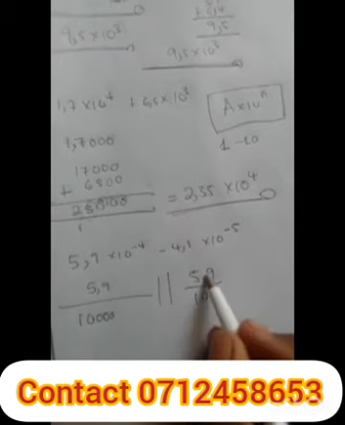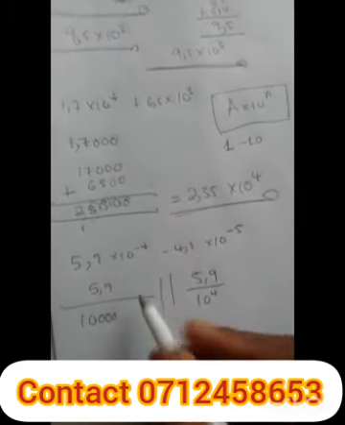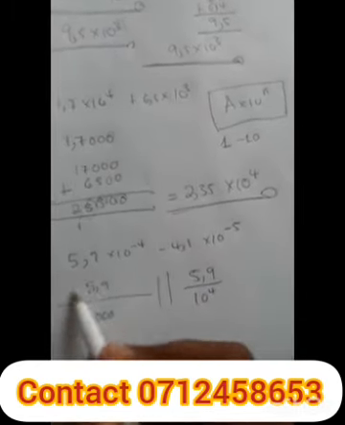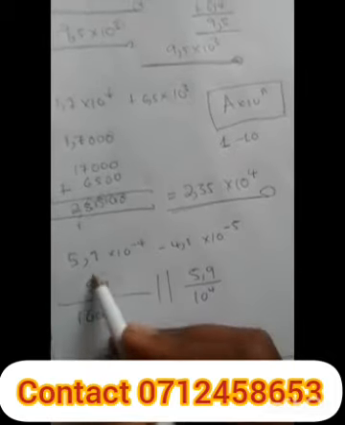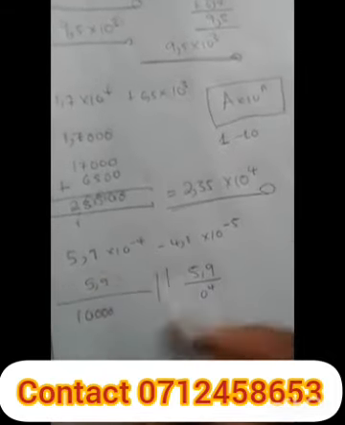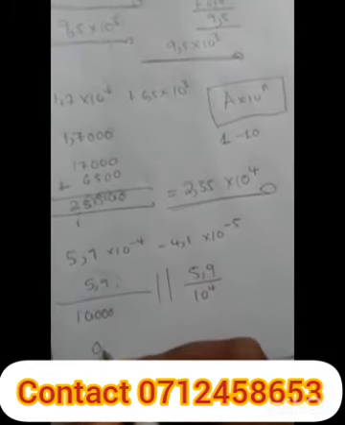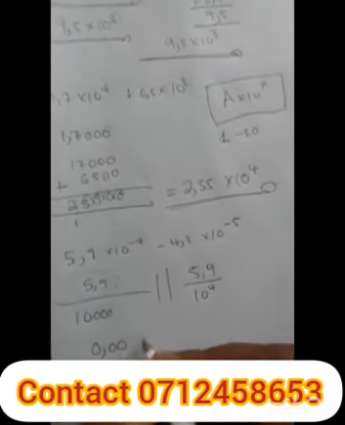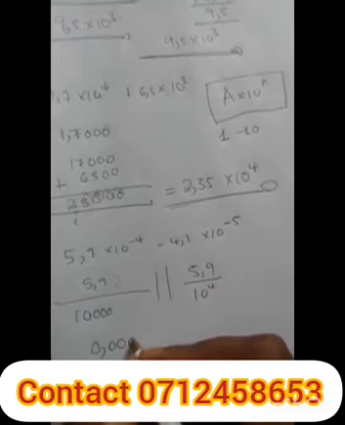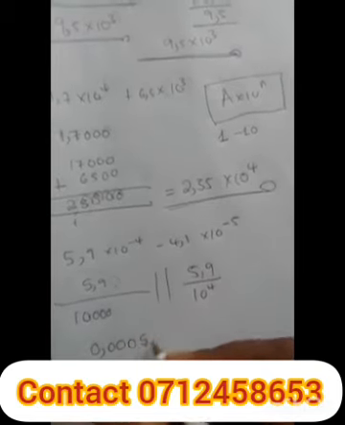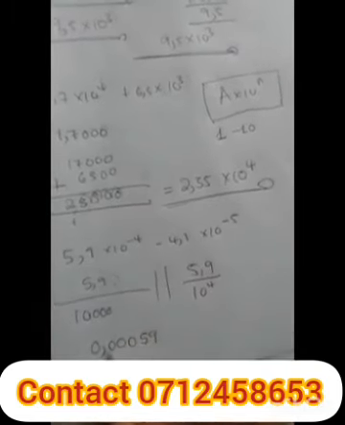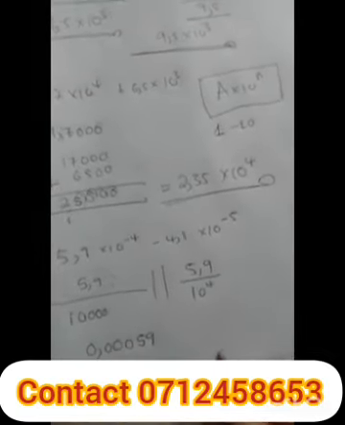But remember I said you are not having 4 numbers after the comma, because this is a 2 number, 5,9. So you are now forced to have 5 numbers after the comma. So it will be 0, 1, 2, 3. Are we there? 5 numbers, 4, 5. So it is 0,00059. That is what we have.